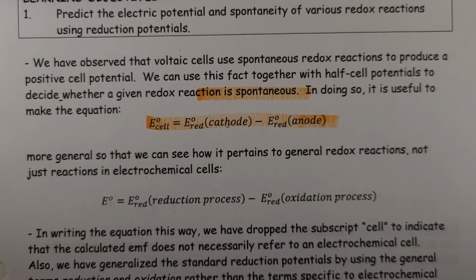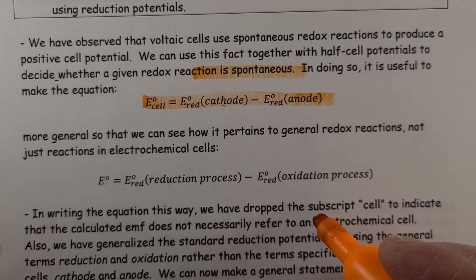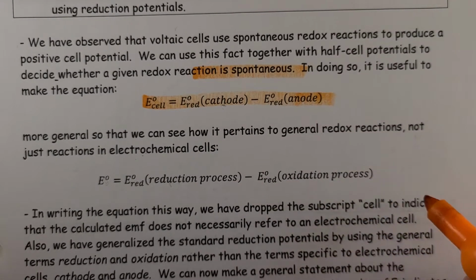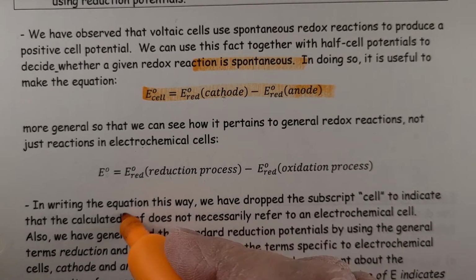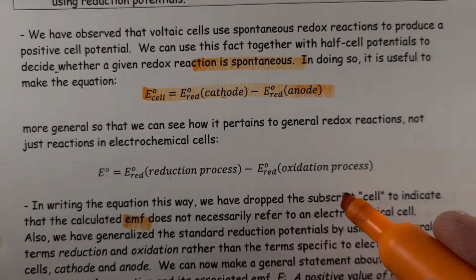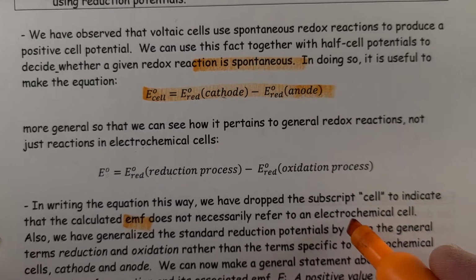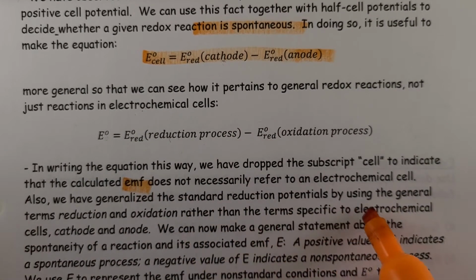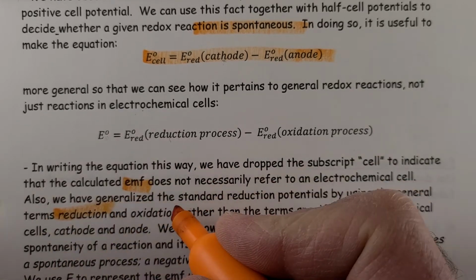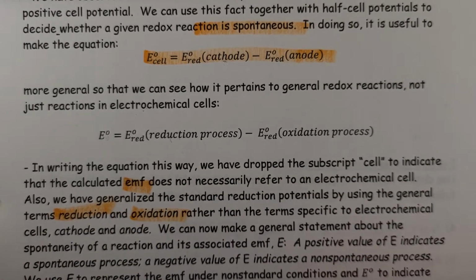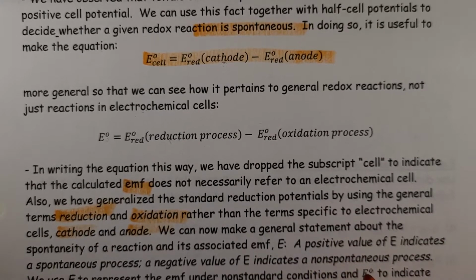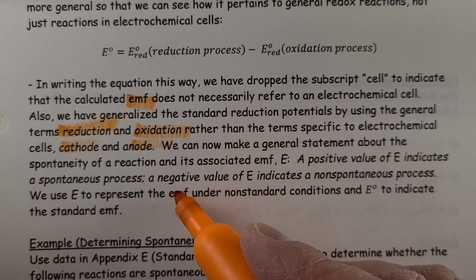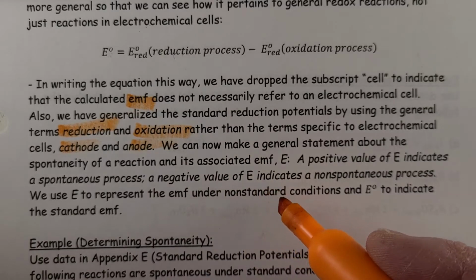So in writing the equation this way, we have dropped the subscript cell to indicate that the calculated EMF, or electromotive force, or voltage, does not necessarily have to be from an electrochemical cell. Also, we generalize the standard reduction potentials by using the general terms reduction and oxidation rather than cathode and anode. We can now make a general statement about the spontaneity of a reaction and its associated EMF.